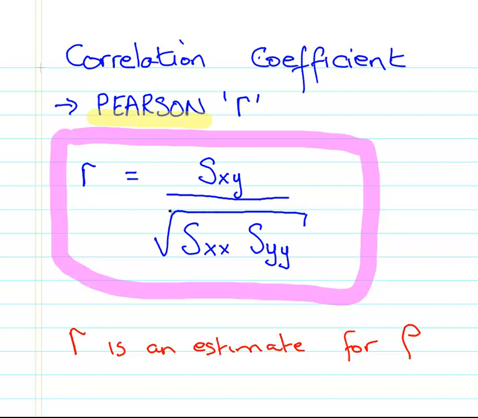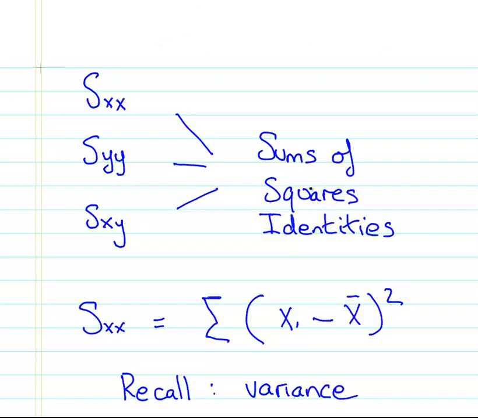Okay, anyway, what we're going to do here is work on the basis of these sums of squares identities. There's a couple of different variants of calculating the Pearson R. They're all fundamentally the same, but they present it a little bit differently. So what we have here are sums of squares identities: SXX, SYY, and SXY.